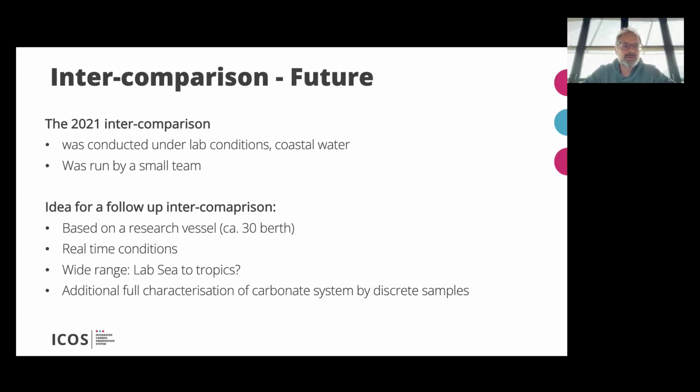Ideas for a follow-up intercomparison should be based on a research vessel. Then we can do it under real-time conditions, but also real environmental conditions, covering maybe a wide range. If we stick to the Atlantic, something from the Labrador Sea to the tropics, different temperatures, different salinities, different biogeochemical provinces. And the nice thing there, you could also run a full characterization of the carbonate system with discrete samples. But these are just ideas, so everyone is welcome. I'm happy to see this happen in the future.